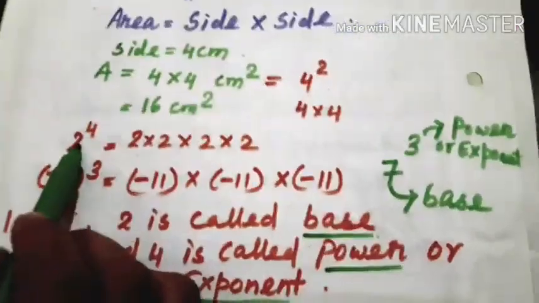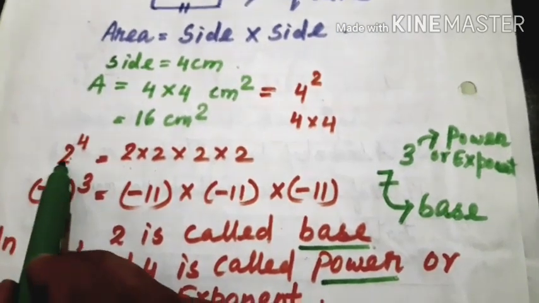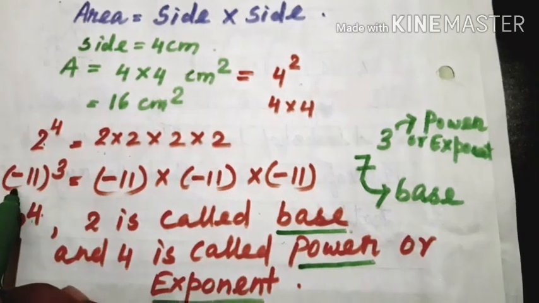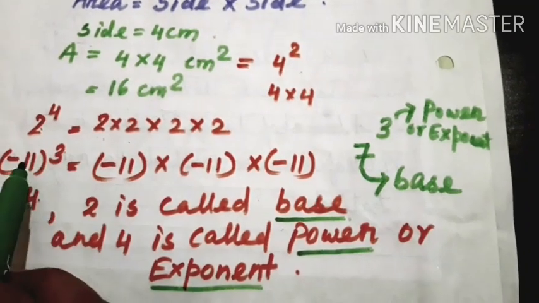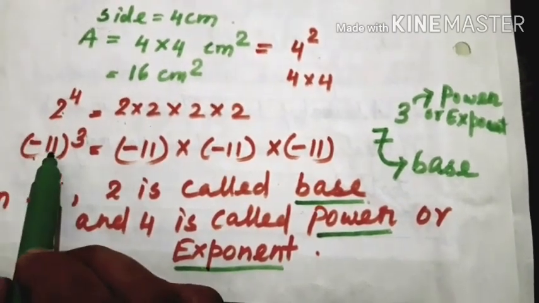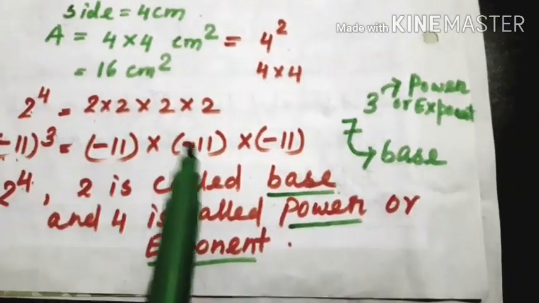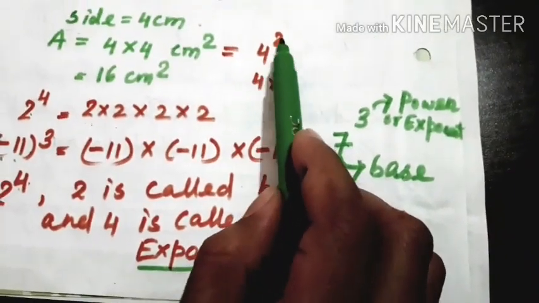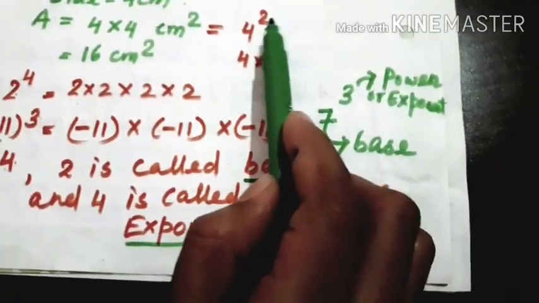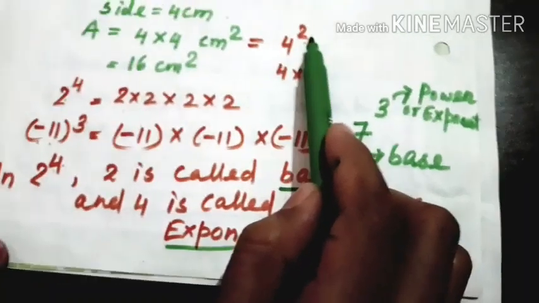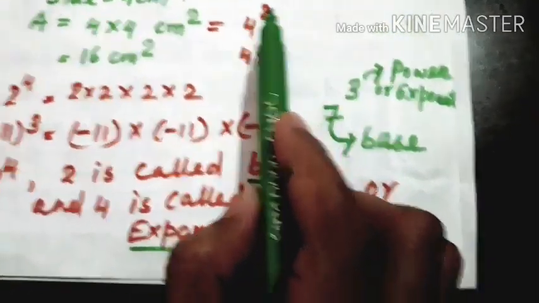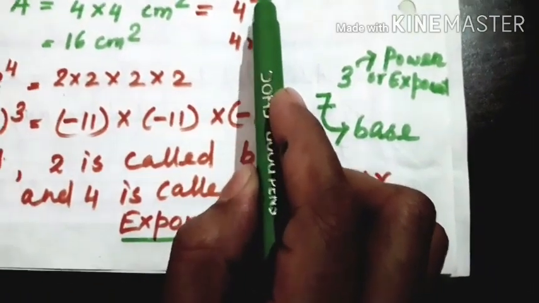And how can we read it? 2 to the power 4, you have to read like this, 2 to the power 4. Then minus 11 to the power 3. 7 to the power 3. 4 to the power 2, that means you can also say 4 square. Also, if you see any power 2, you can say square.